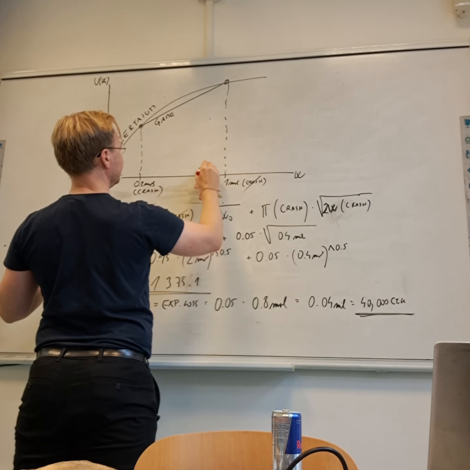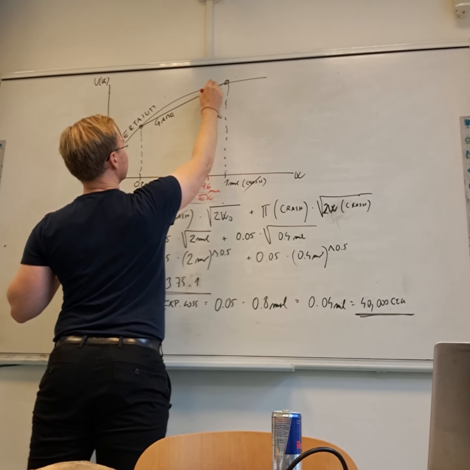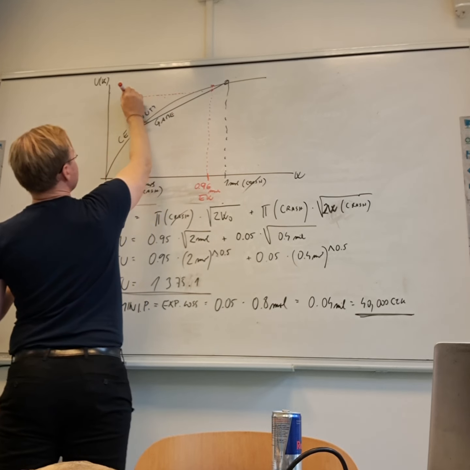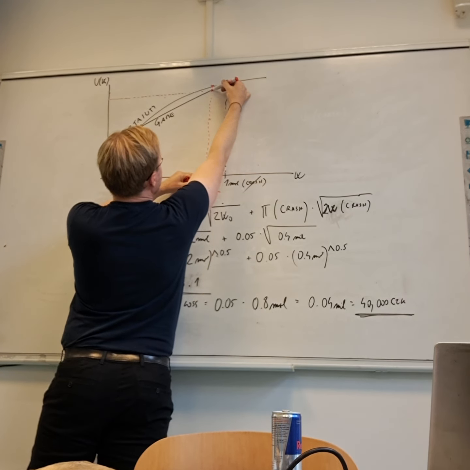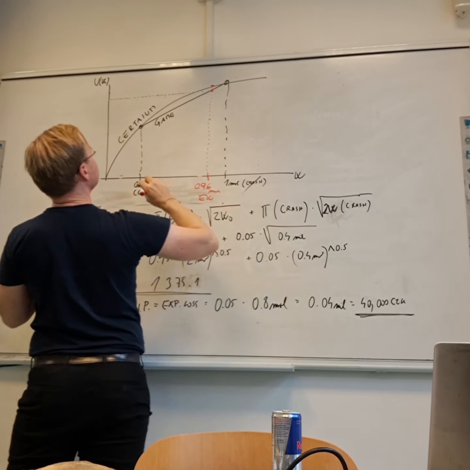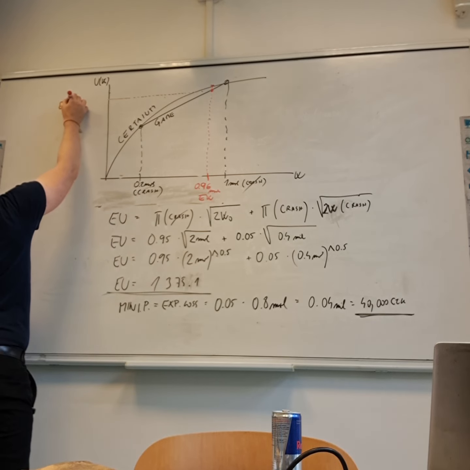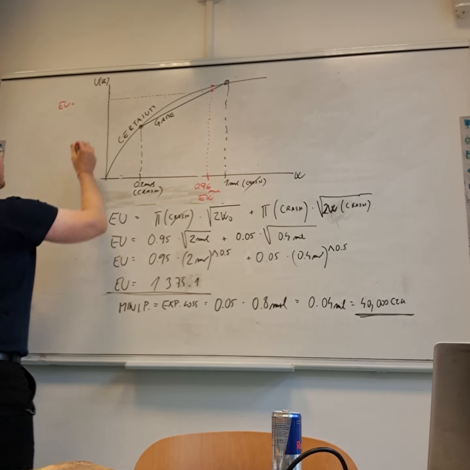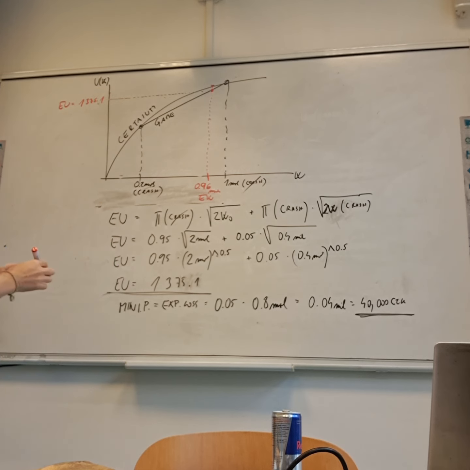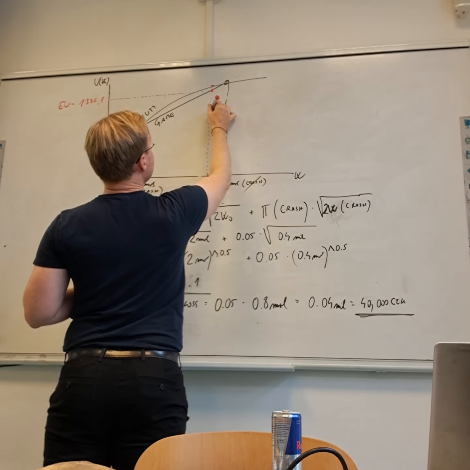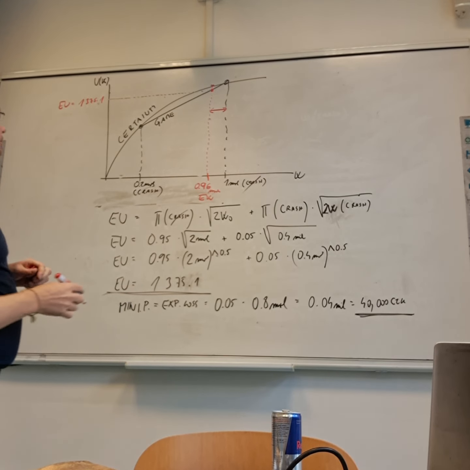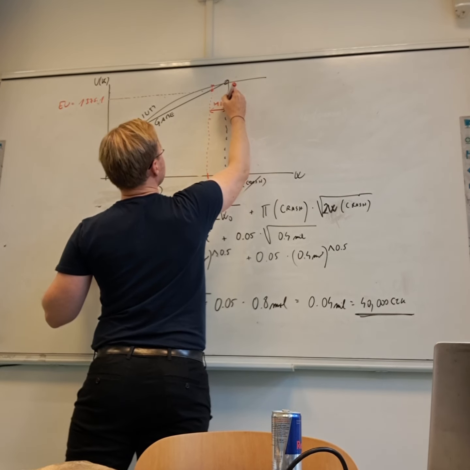Expected wealth. And the expected utility is the value of this section, actually. The distance between 0 and the point on the chord. Expected utility, which we said is 1,375.1. This is the minimum insurance, 40,000 crowns. Minimum insurance payment.